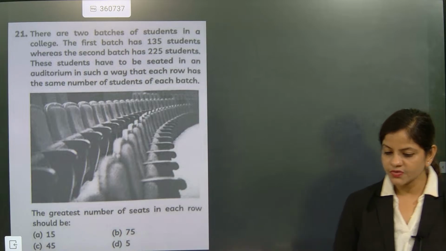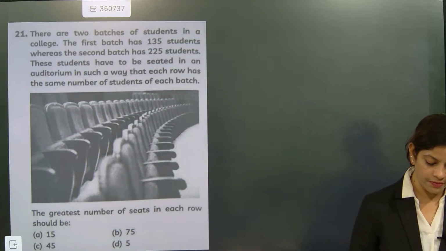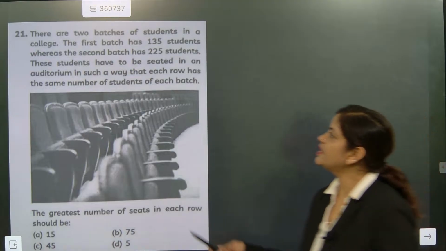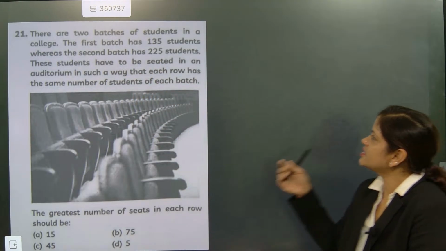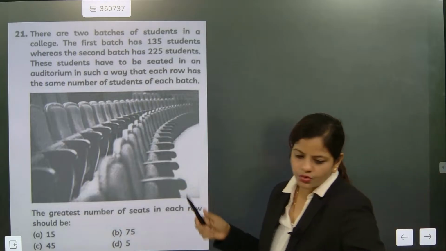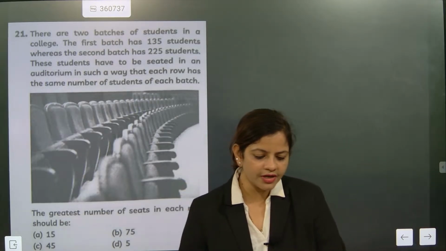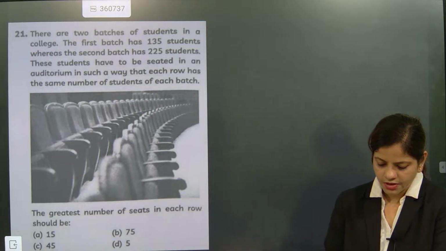Till 20 questions we have finished. This is question number 21. What are they telling? There are two batches of students in a college. The first batch is 135 students. The second batch is 225 students. Start solving the question, please.